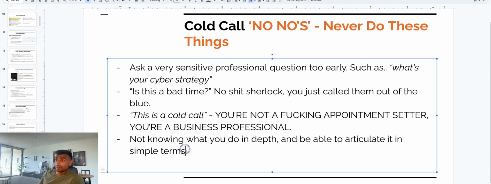And sorry, last one, not knowing what you do in depth, and being able to articulate it very simply. When I was at CrowdStrike, I remember I had a cold call where I got put on the spot. He was like, what exactly does CrowdStrike do? And I said, mate, it's very simple. There are 3 things that you need to think about as a cyber leader. How do I protect, detect, and respond?